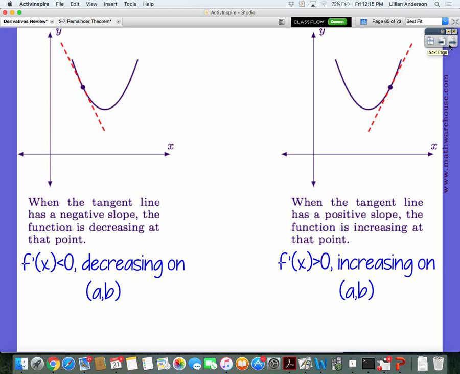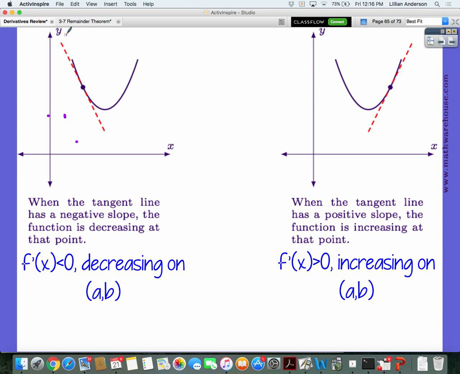One thing is that when you're looking at your tangent line and it has a negative slope, then that means that your function is decreasing on that particular interval. So this is the original. You see how the slope of the tangent line is negative? That basically means that when the derivative is less than 0, the derivative is negative, it's decreasing on a particular interval from A to B.